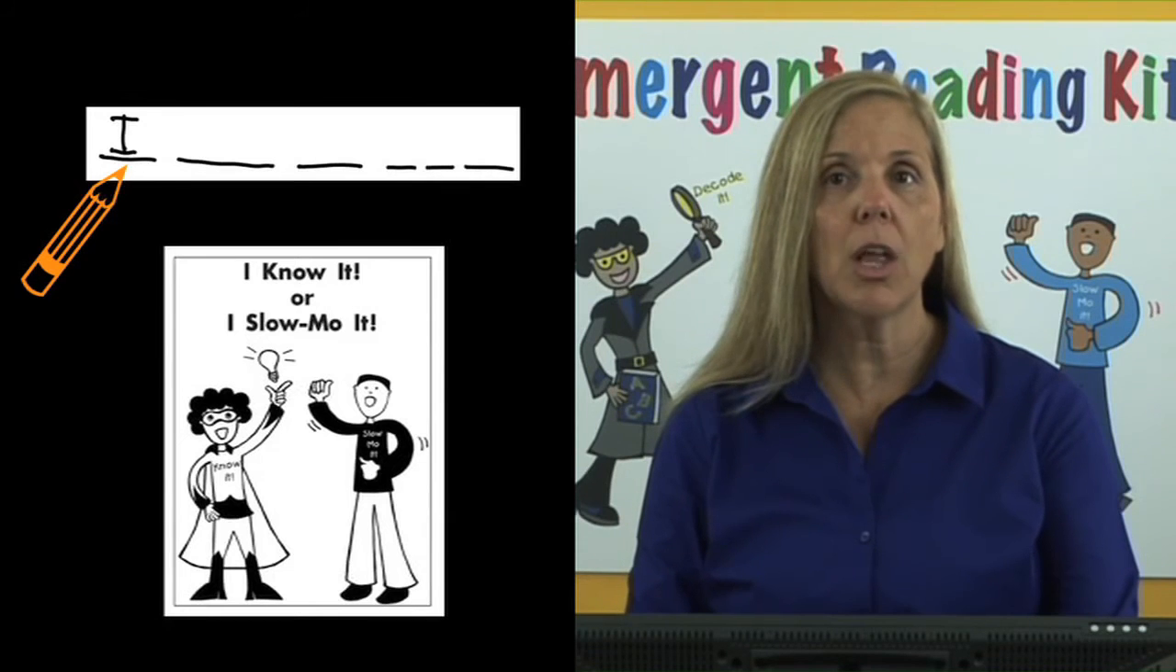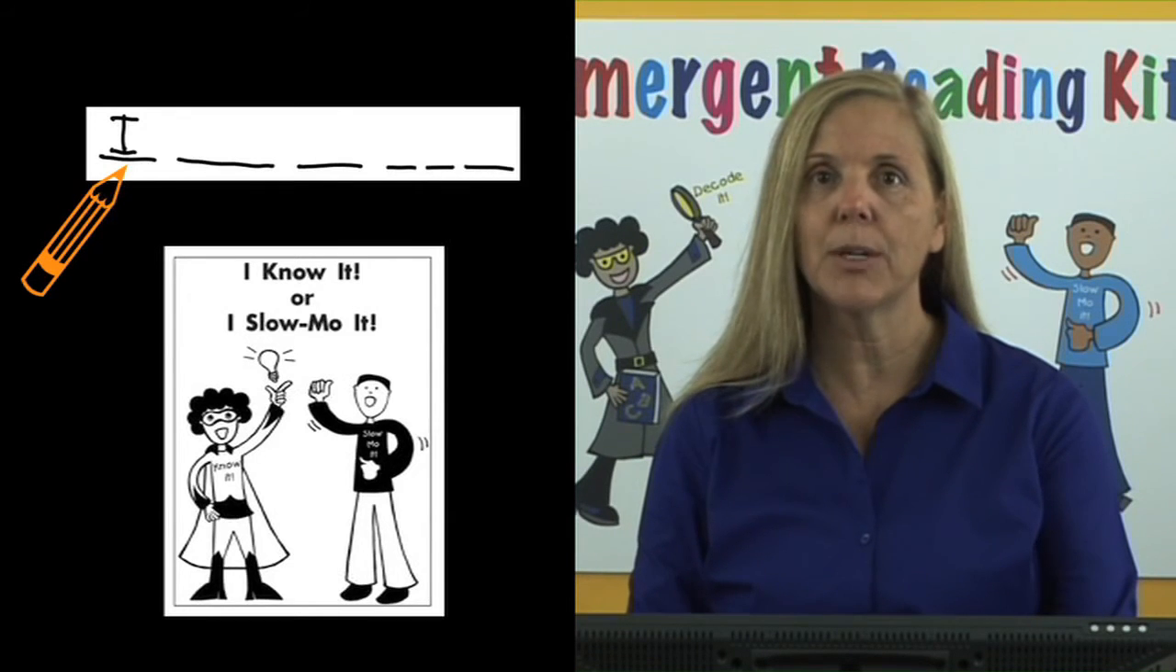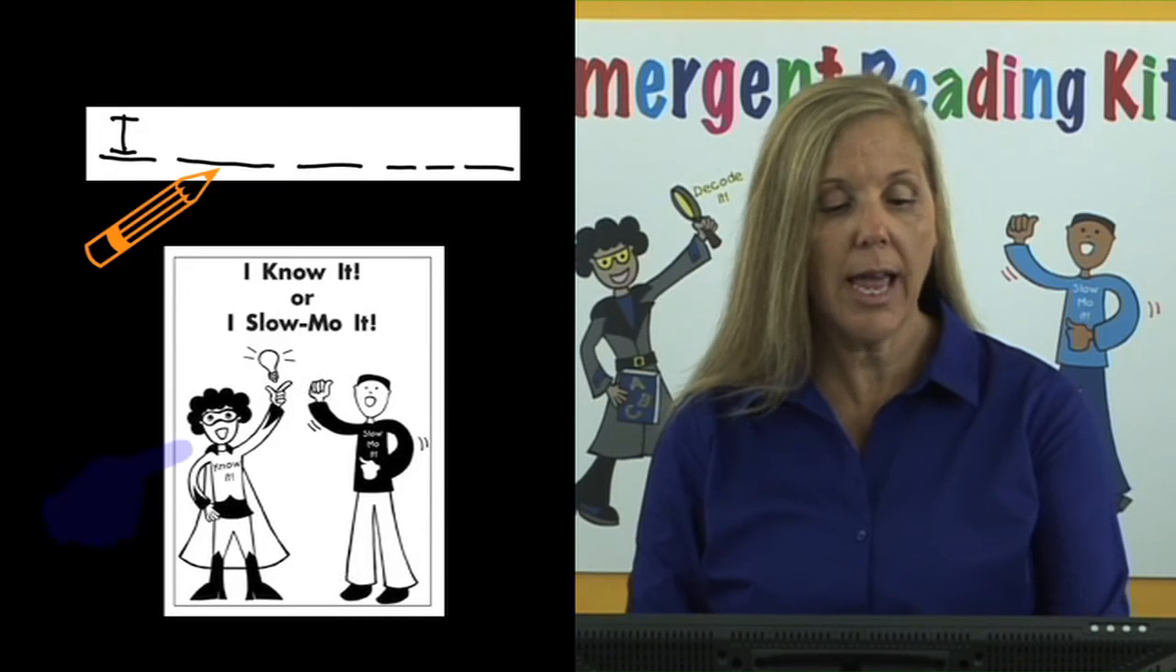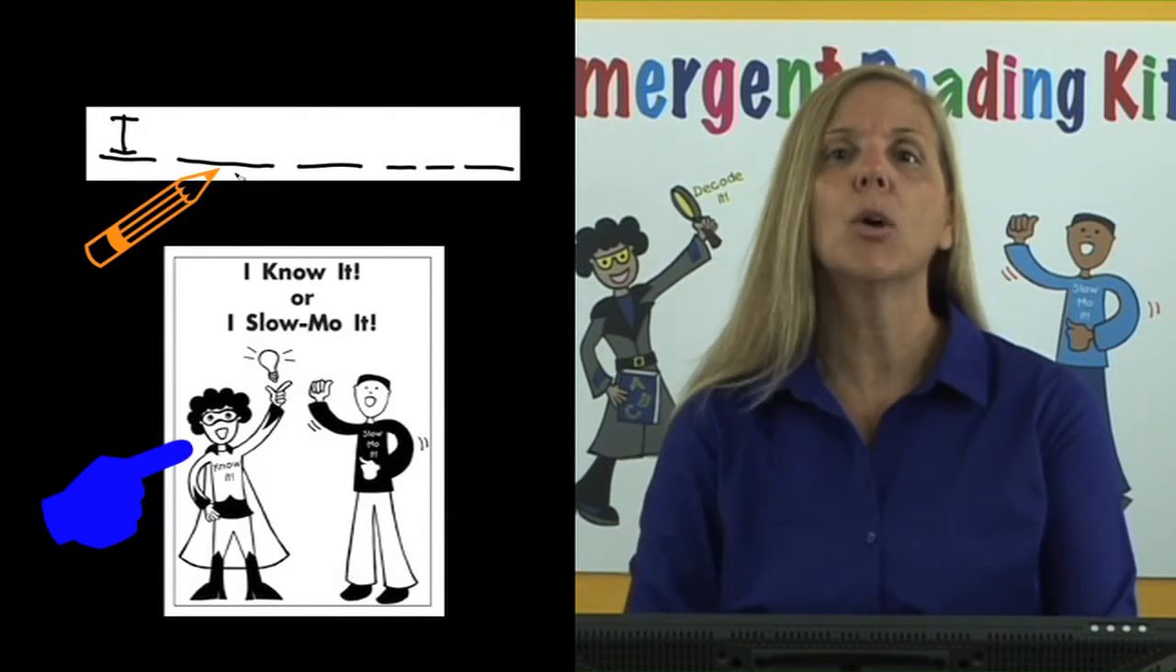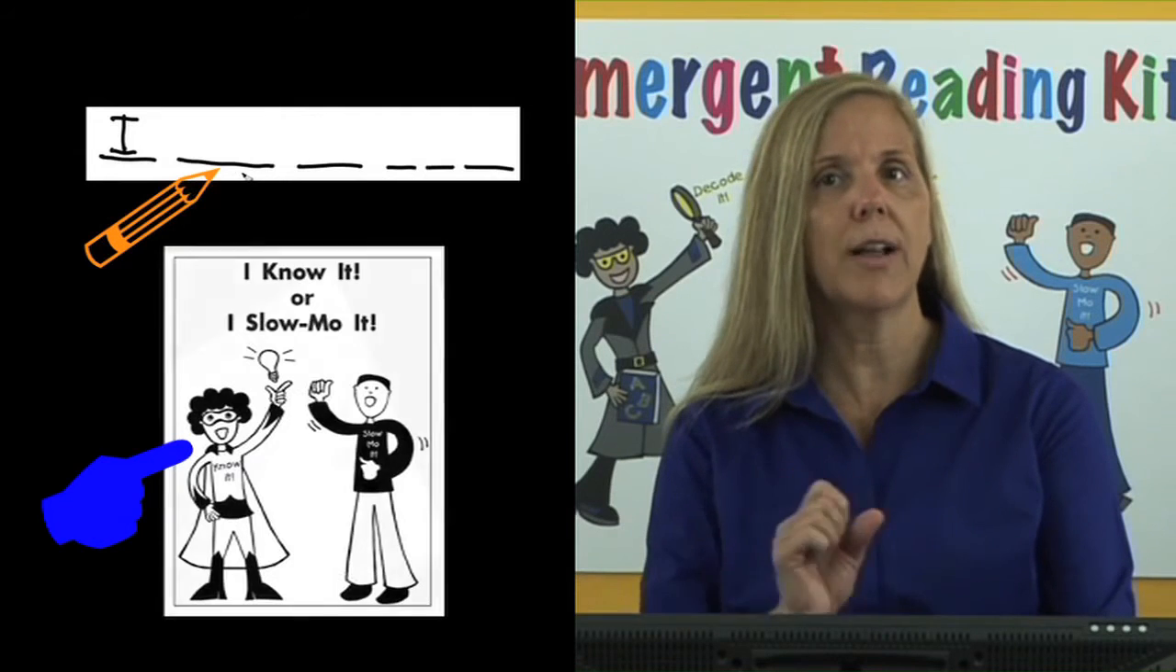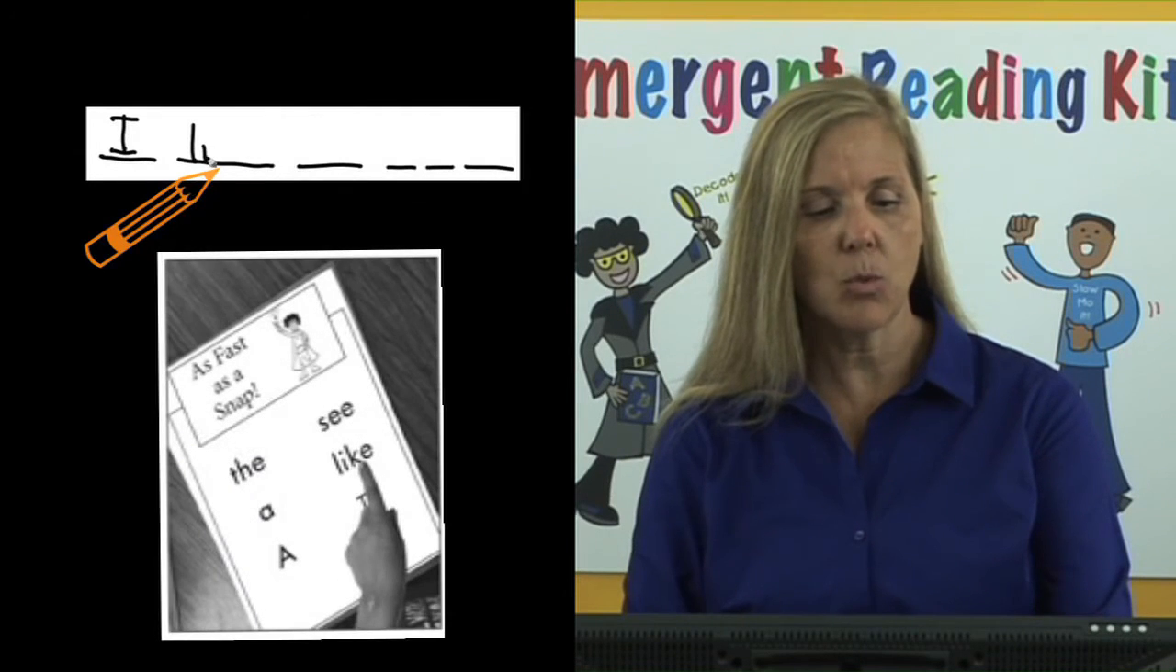When we get to a line that doesn't have a word, stop. Ready, go. I like. Stop. Like's not there. Snap or slow-mo? Snap. Write it down. If you need help, find it on your chart. Then they write the word down.